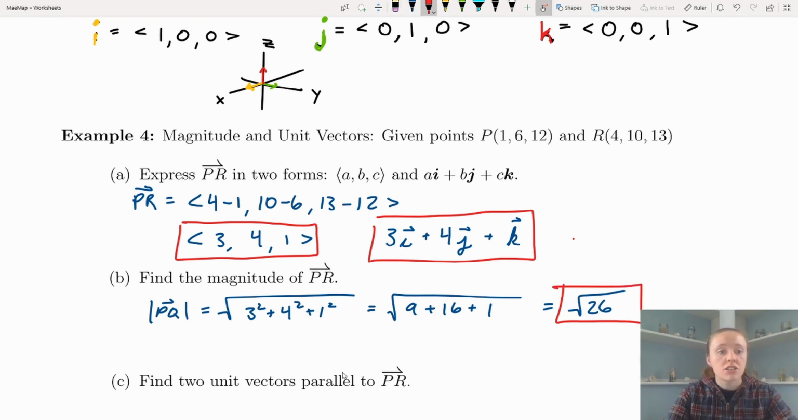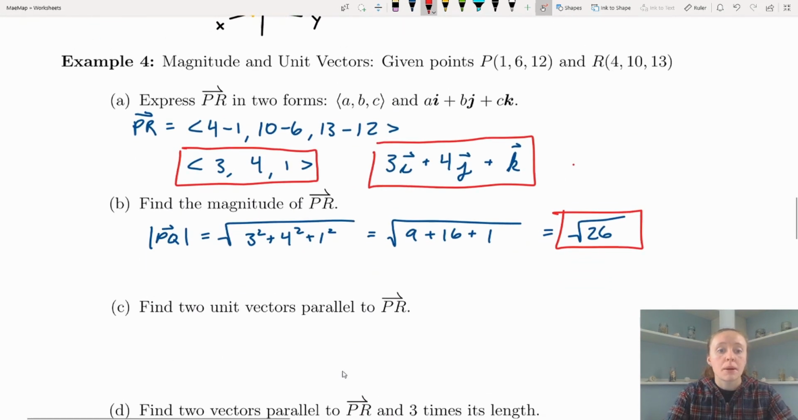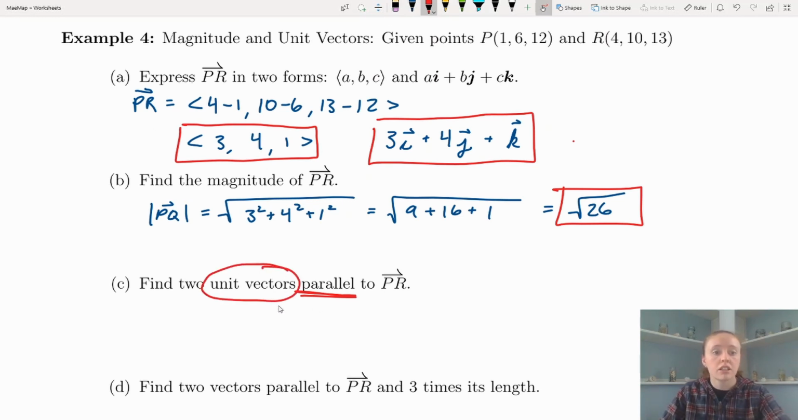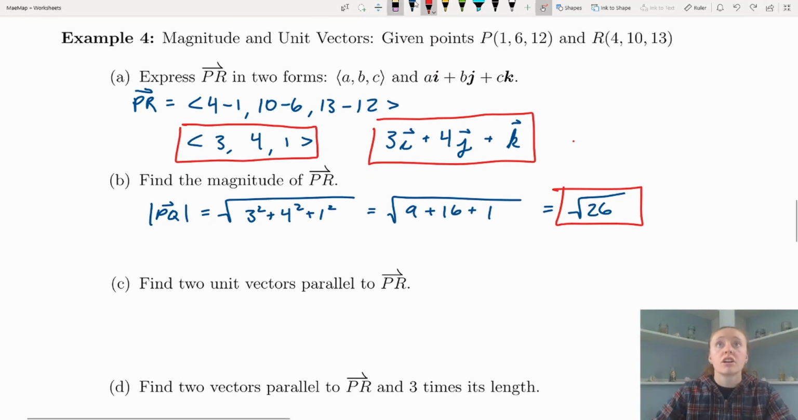So in part C, it instructs us to find 2 unit vectors parallel to PR. Now remember, what does parallel mean? Parallel is just a scalar multiple of that vector PR. So essentially what we're going to do is make PR into a unit vector, because that unit vector was created by multiplying by a scalar. So remember, to create the unit vector, it's going to be vector PR over its own magnitude, because if we take this vector and divide by its length, that's going to give us a length of 1.